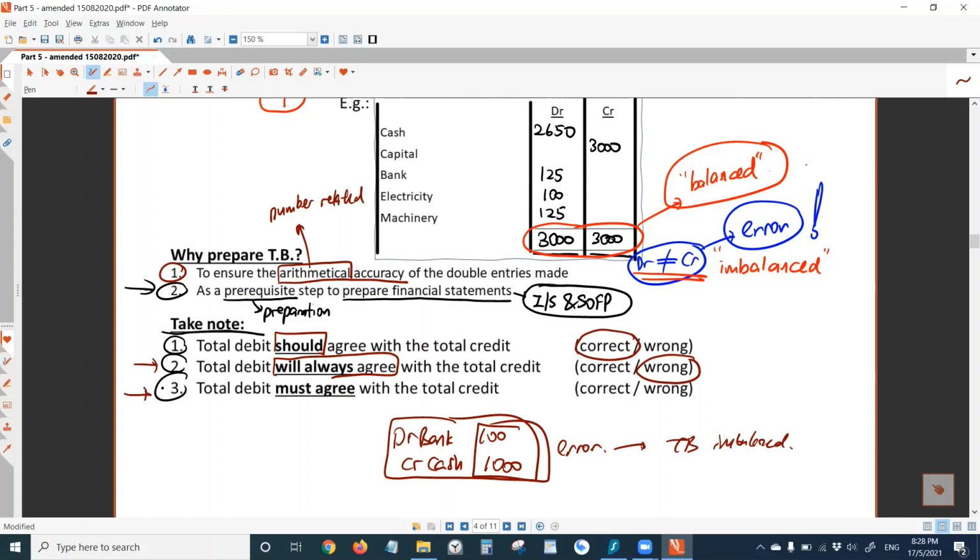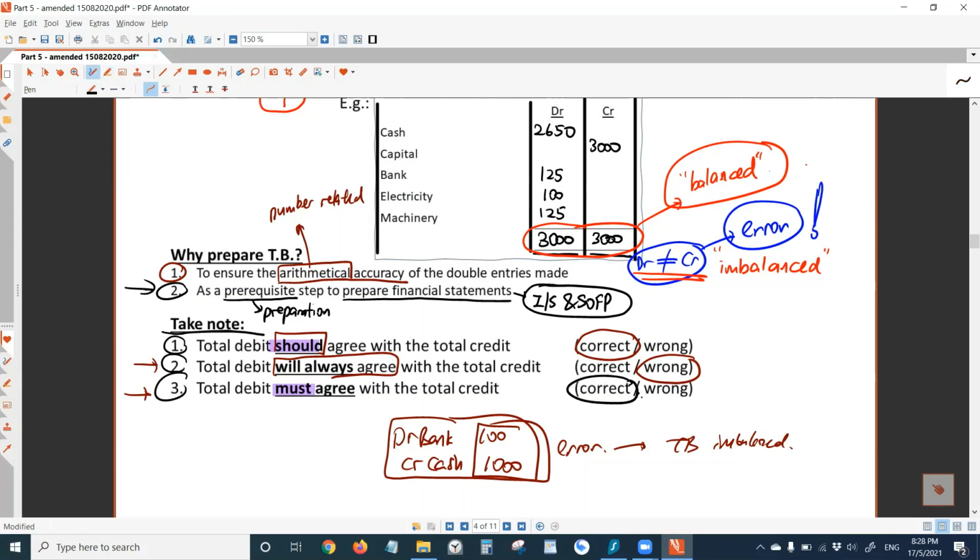Number three sounds the same as the first one. Should means the same as must. Yes, must agree. At the end of the day, you must ensure that no errors are made, and at the end, the trial balance must look perfect. Okay, it must be balanced. Total debit must be equal to the total credit. So this one is also correct.